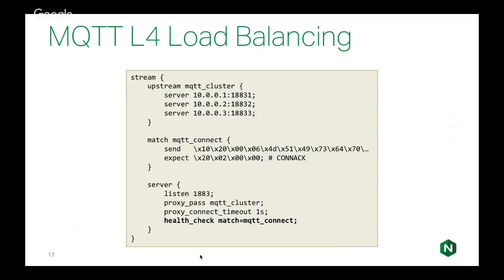So in order to construct the send string, we use Wireshark or tcpdump just to capture a particular MQTT connect packet request so that we can replay it. The expect packet, though, is very simple. You see here it's just 4 bytes, and it's fairly simple to construct this just by reading the MQTT specification.